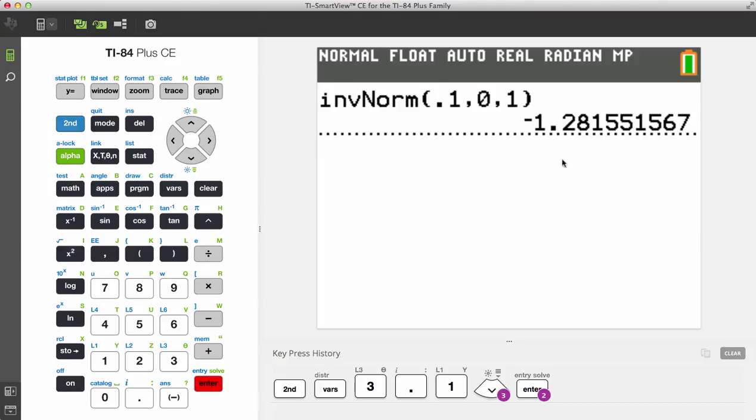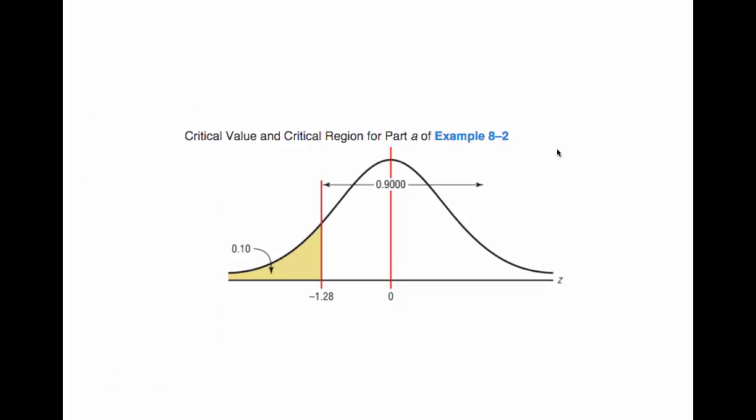This will give you the value of minus 1.28, this critical value, negative z value, which is to the left of the mean. And here we see it's minus 1.28, the z value associated with this point where 10% of the distribution is to the left and 90% is to the right.